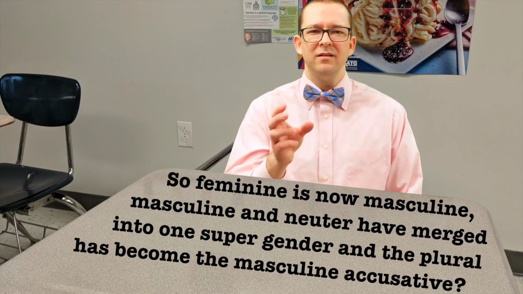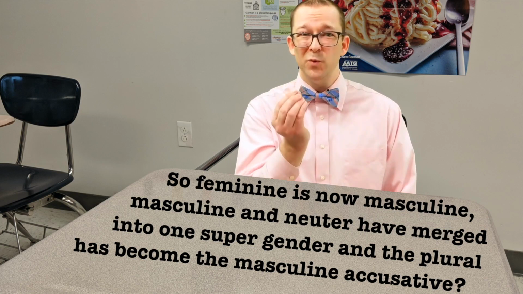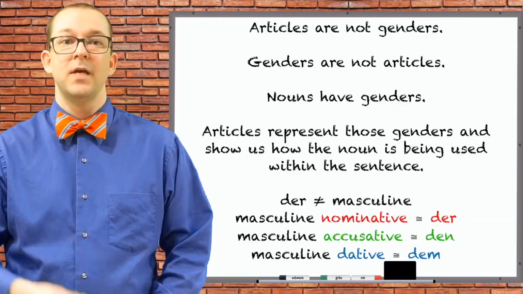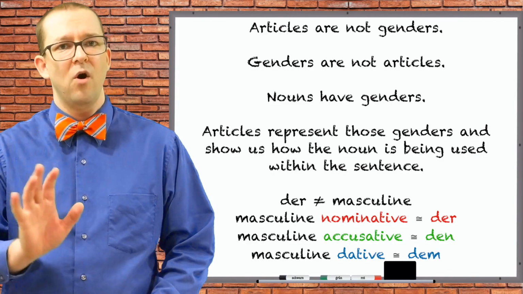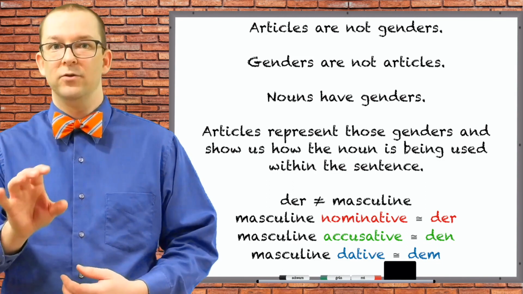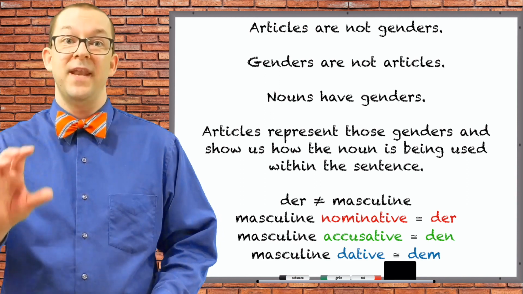So, feminine is now masculine, and masculine and neuter have merged into one supergender, and the plural has become the masculine accusative? No, that's not at all what's going on here. The genders of nouns, while represented by the articles, are not the articles themselves. The gender of the noun is determined by the noun itself.